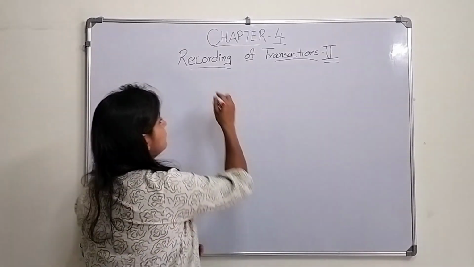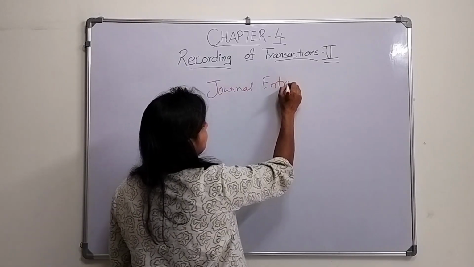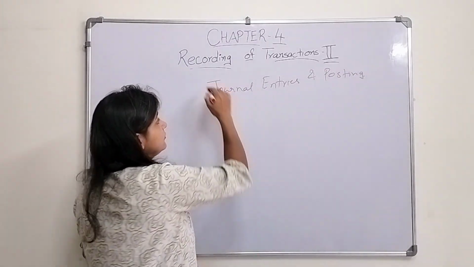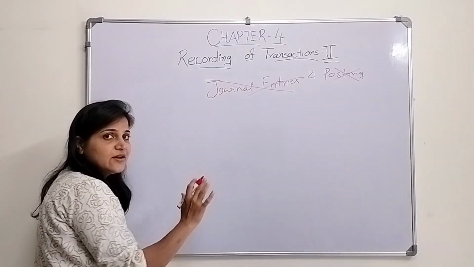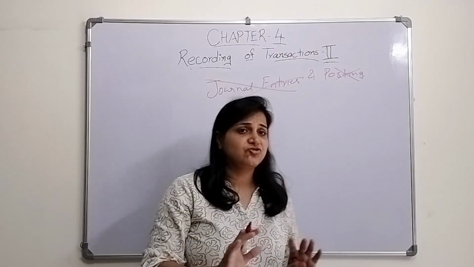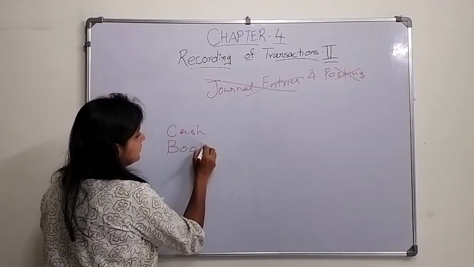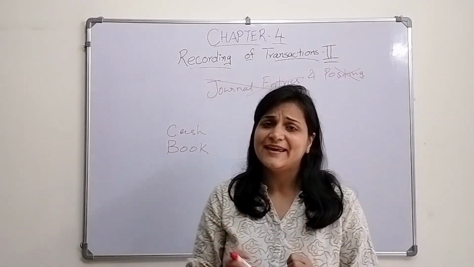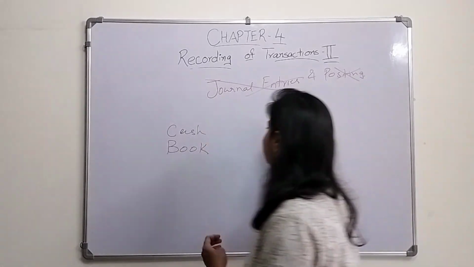Okay, so earlier what we were doing was passing journal entries and then posting them. Now what we will do, there are certain transactions which are dealt only in cash. Only and only cash transactions. For that we will prepare a cash book. So all the transactions which are being dealt in cash, cash receipts, cash payments, for that we are going to prepare a cash book.